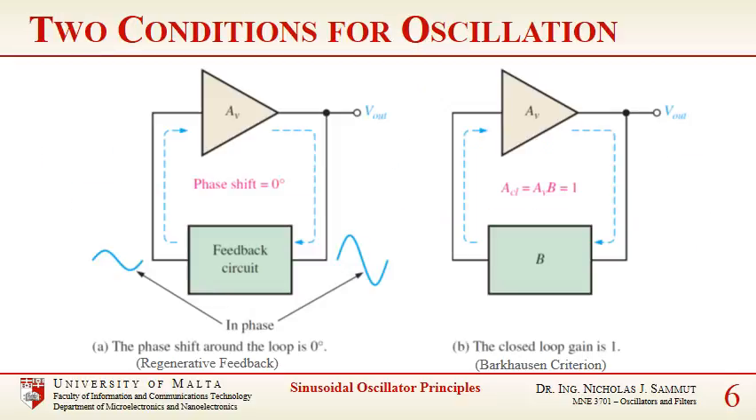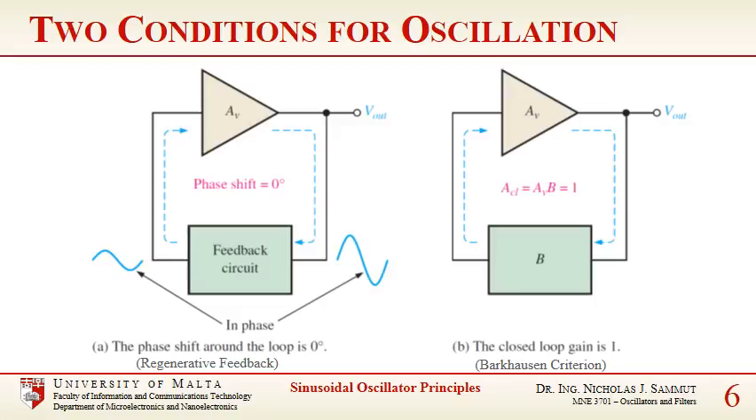Now let's go back to oscillators. For an oscillator to actually function properly, 2 conditions would be required. The first condition is known as regenerative feedback, which you can see on the left, whereby the phase shift around the loop is equal to 0 degrees, or 360 degrees for that matter, but ideally a phase shift of 0 degrees. So in this case, the phase of the output is equal to the phase of the feedback that is inputted again into the input of the amplifier.